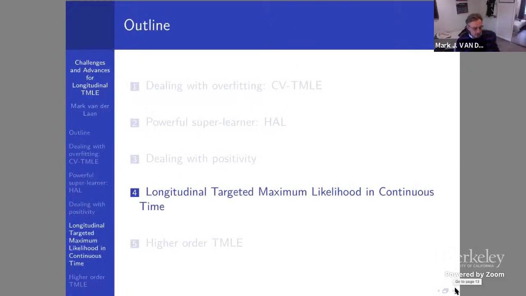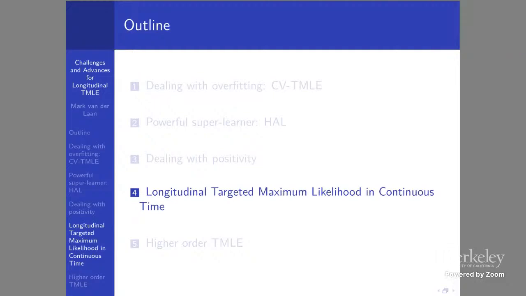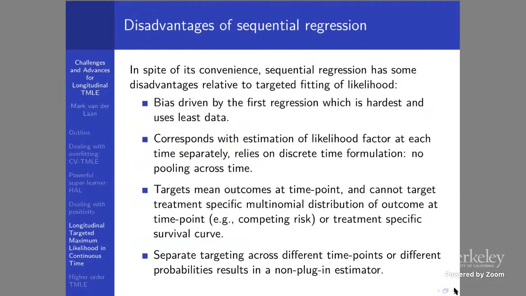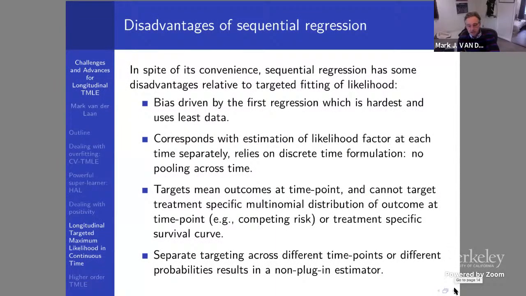Let's see. Okay, so then there is something to discuss here. The TMLE Maya talked about was the sequential regression, which is what we and many people have been using a lot. But there are some disadvantages of sequential regression, even though it's very convenient. The first thing is that you start with the first regression of the final outcome given the most recent past, which actually uses the least data. And that regression is going to be the outcome for the next regression.